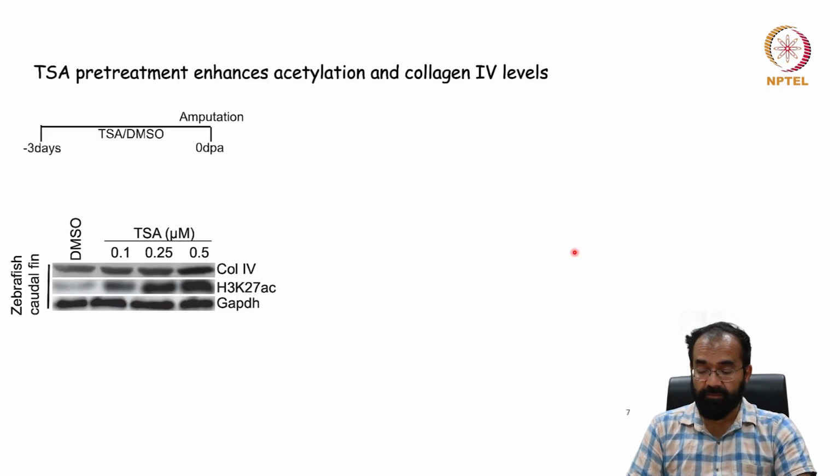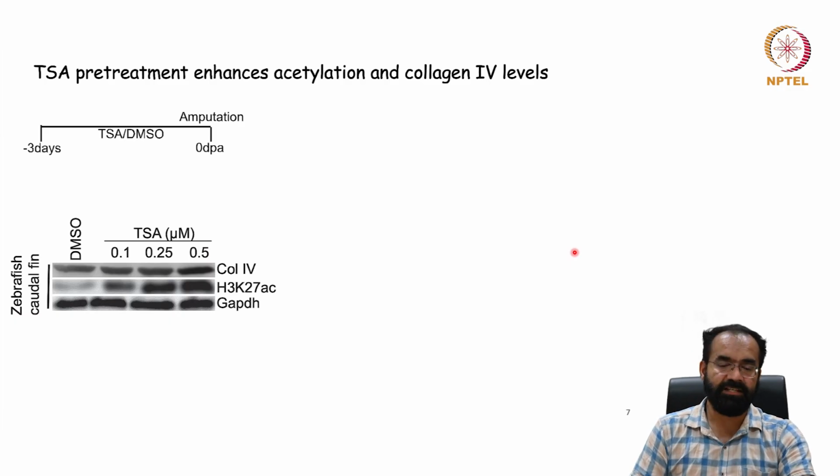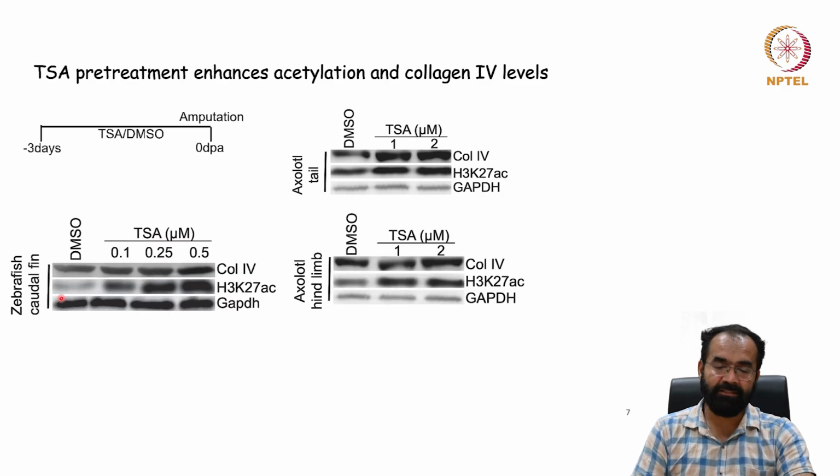Now, we looked at what possible enhancement occurred. One of the candidates we looked at, by going through the literature, was that HDACs have good control over collagen gene expression. So we looked at the zebrafish caudal fin and also the axolotl tail and axolotl limb. We looked for the levels of collagen 4 and also the levels of histone 3 lysine 27 acetylation. Normally, histone deacetylases are supposed to remove the acetyl group from the histone proteins and also various other proteins, but we are interested in the histone proteins, especially the histone 3 lysine 27 residue.